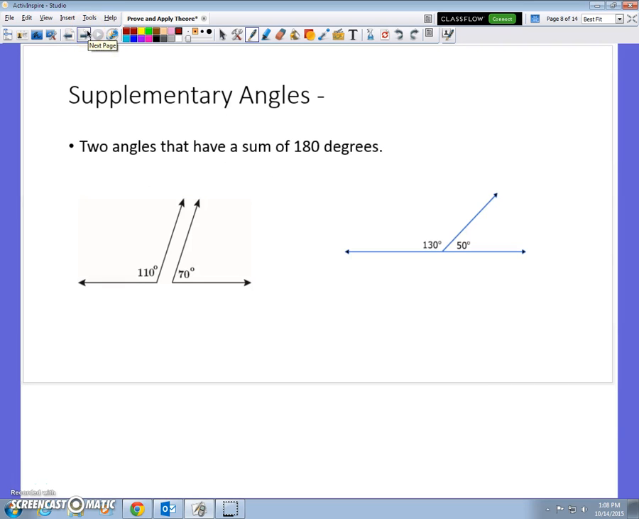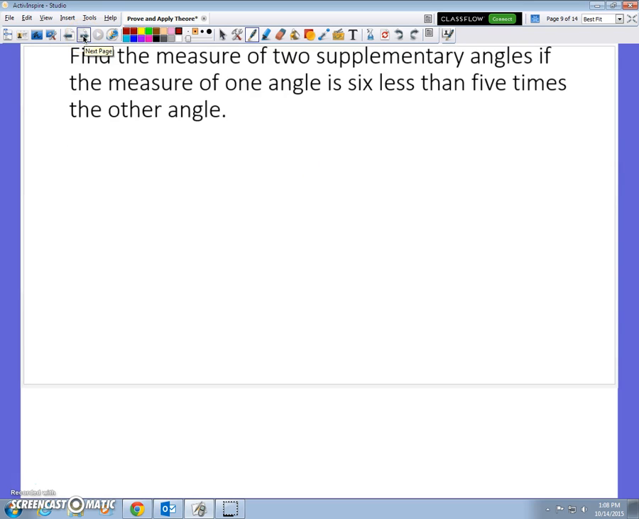Supplementary, kind of like complementary, easy to get them confused. Supplementary, they add up to 180 degrees. So a linear pair would be an example, like this one on the right, with the 130 and the 50 degrees, makes a perfect line. They're a linear pair because they're also right next to each other. However, they might not always be next to each other. You could still say that 110 degrees and 70 degrees are supplementary because they do add up to 180 degrees. So that's an important part to remember about supplementary.